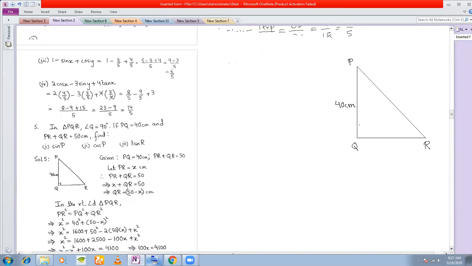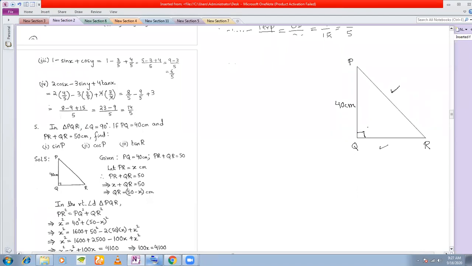Okay. In triangle PQR, angle Q is 90 degrees, so this angle is given to you as 90 degrees. The length of PQ is given to be 40 centimeters, as I have marked in the diagram. And PR plus QR, that means the sum of the lengths of these two sides, PR and QR, is given to be 50 centimeters.